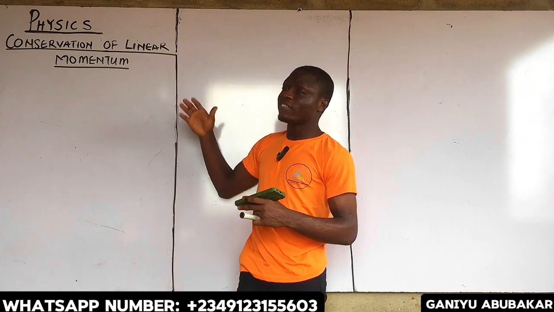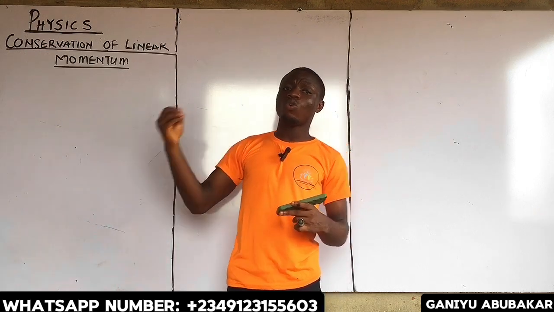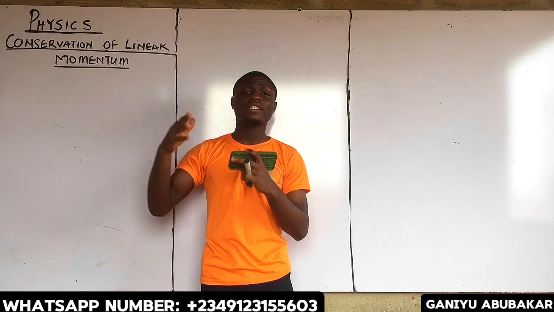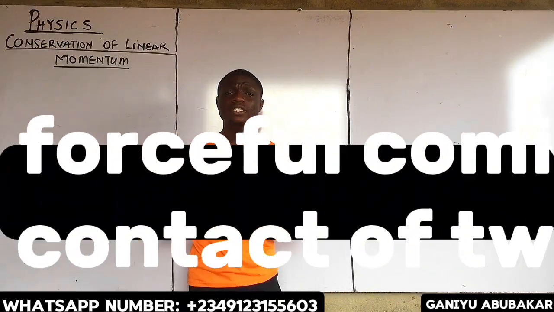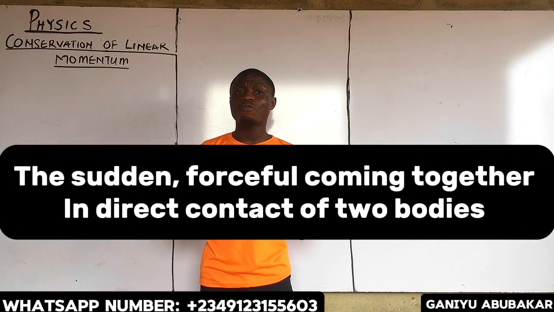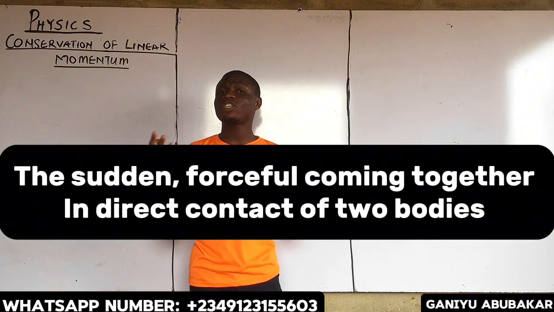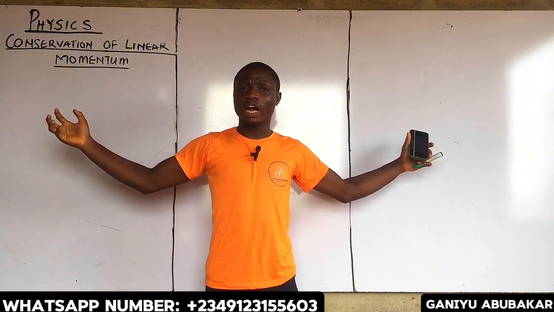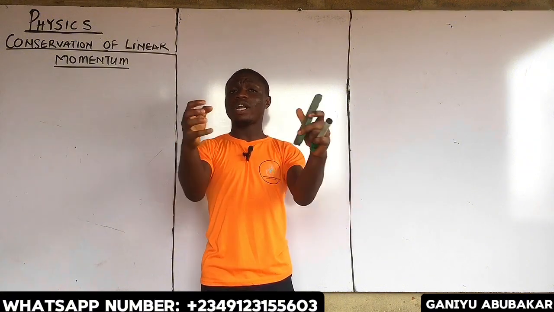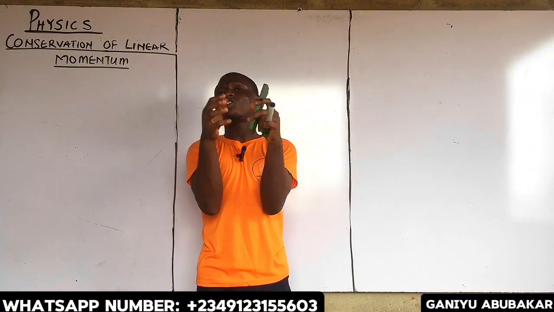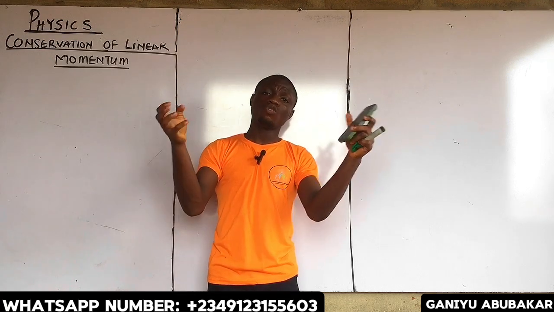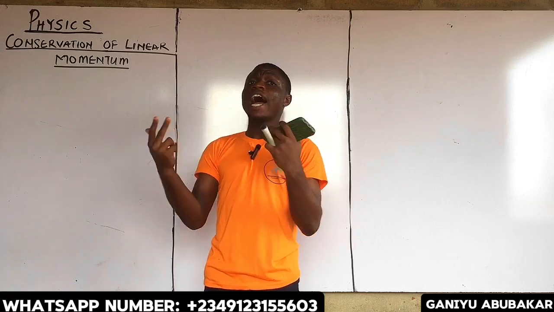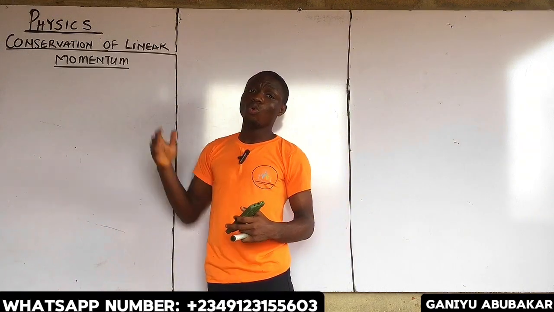From what we have stated, you have been hearing the word collision. What is collision by definition? Collision is a forceful, sudden coming together of two bodies in direct contact. So if two bodies, let's say body A and body B, come together suddenly and forcefully, that is said to be a collision. When two bodies hit against each other, it's a collision.